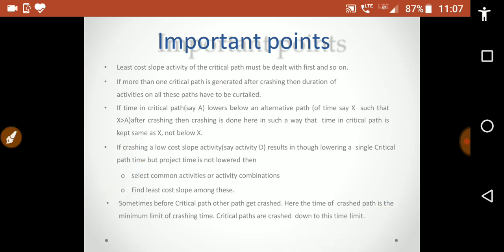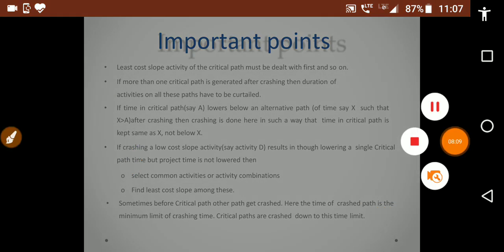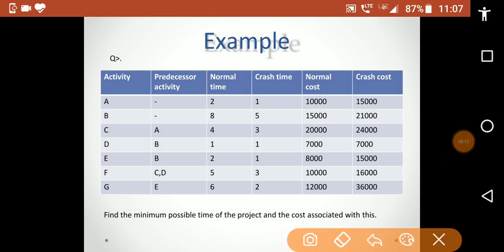Now let us see an example. Here activity A: predecessor activity is nothing, normal time is 2, crashing time is 1, normal cost is 10,000, crashing cost is 15,000. Activity B: predecessor activity is none, normal time is 8, crashing time is 5, normal cost is 15,000 and crashing cost is 21,000.